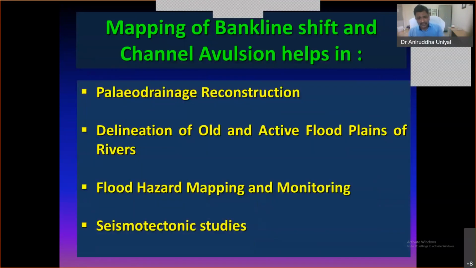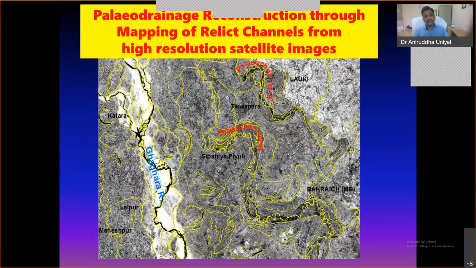Now, mapping of bank line shift and channel elevation helps in paleo drainage reconstruction. We can reconstruct the entire paleo drainage of a region. We can demarcate the active and old floodplains of rivers. We can have many inputs for flood hazard mapping and monitoring, and some seismotectonic studies can also be carried out by using these inputs of earlier courses of rivers. This is paleo drainage reconstruction. We can see here that the entire paleo drainage is being reconstructed.